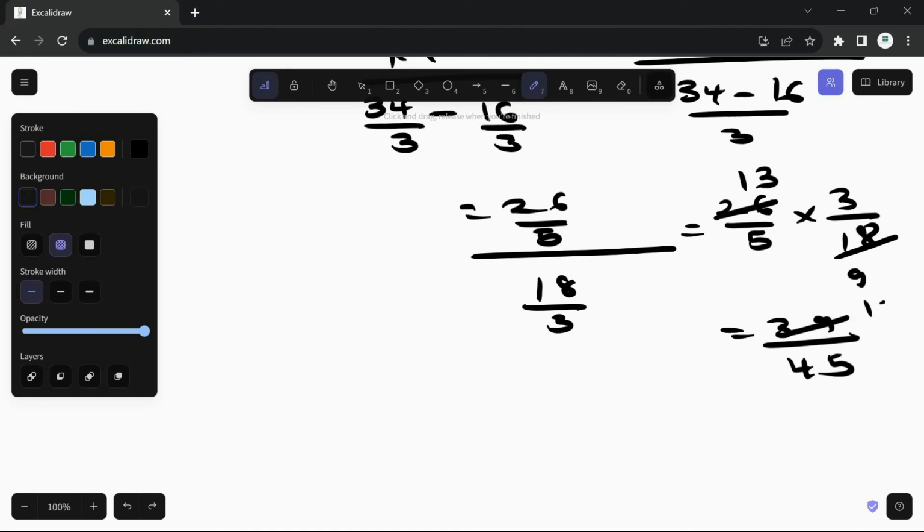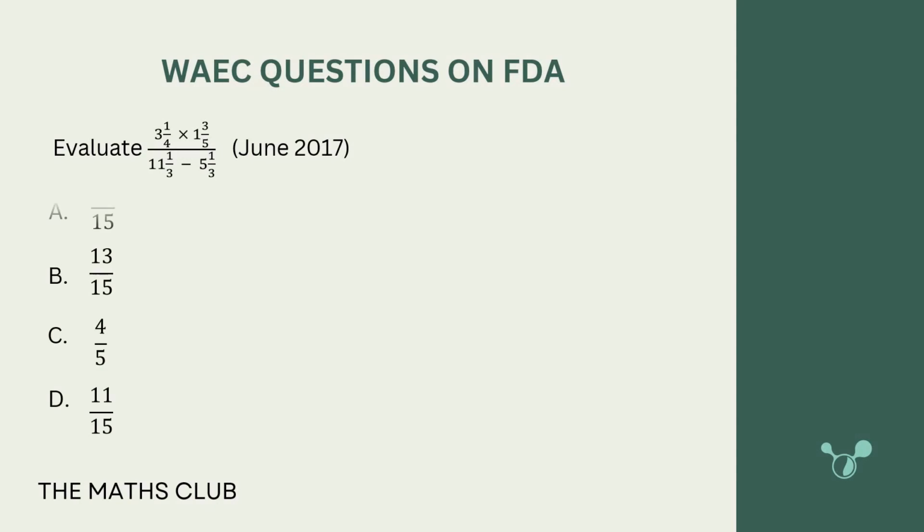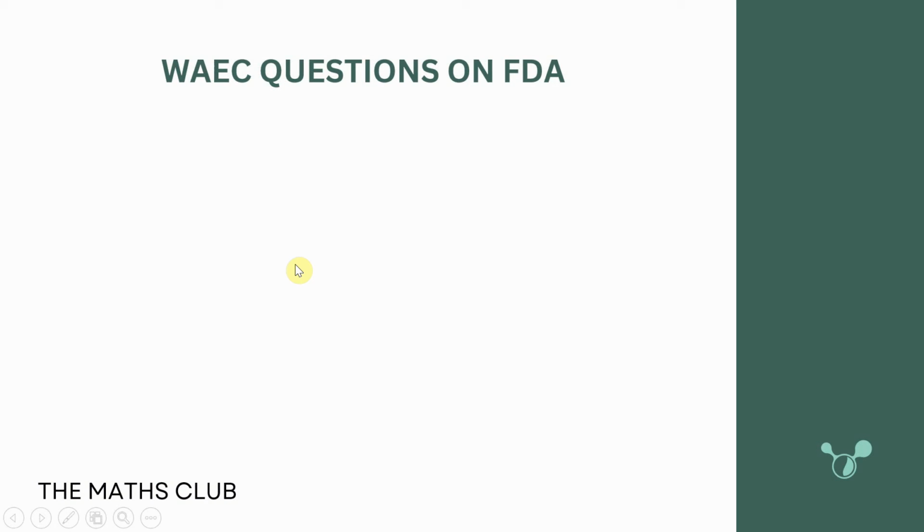3 can go here 13. 3 can go here 15. So that is 13 over 15. If I simplify this further, right? And that is option B. 13 over 15. Great. So we continue with the next question.